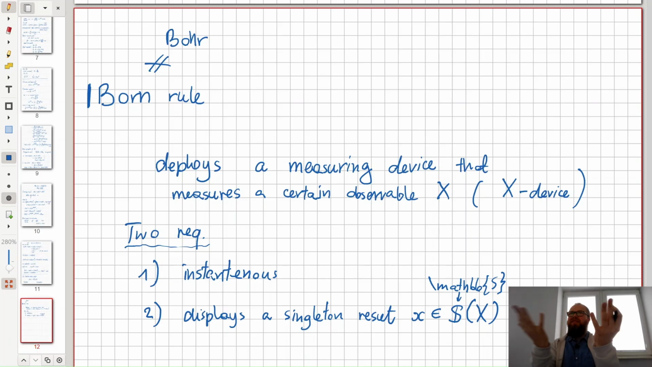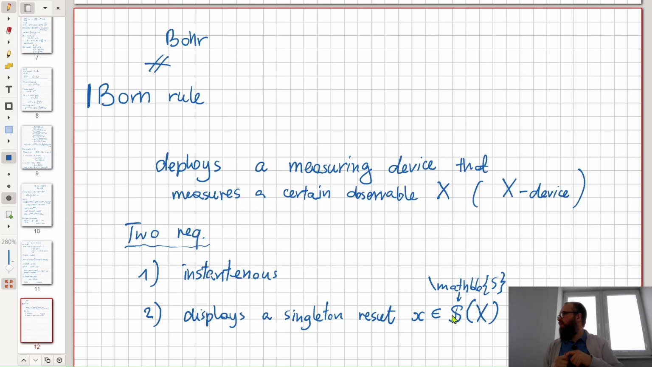There is a set. We will consider a finite, discrete set of results, chosen from a set that's characteristic for this device that measures this observable. That's why I will write S of X, because it's characteristic to the device deployed. So upon conclusion, it displays a result, only one result, and always some result. That's what we assume.